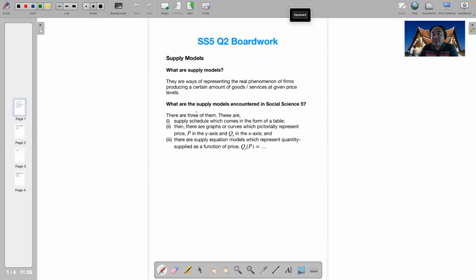So, what are they? Supply models are just ways for us to represent the real phenomenon of suppliers and how they produce goods and services in the market. So, if you're excited, let's get started. So, supply models, what are they? They are ways of representing the real phenomenon of firms producing a certain amount of goods or services at given price levels. How do we usually encounter supply models, at least in our subject of SOCSI 5?